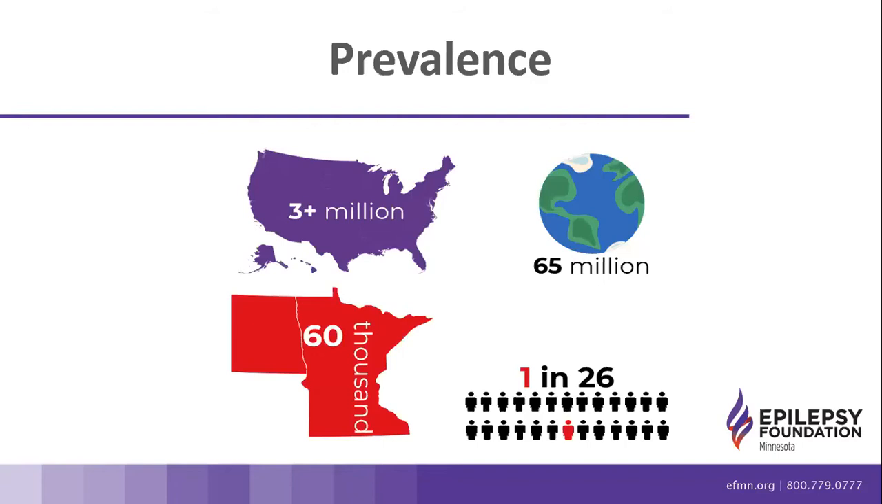For children under the age of 18, it is the number one neurological diagnosis for them. And so we know that it is an important thing to train people on what this is and how to respond to it, particularly those who are working in specific age groups like children in school systems.